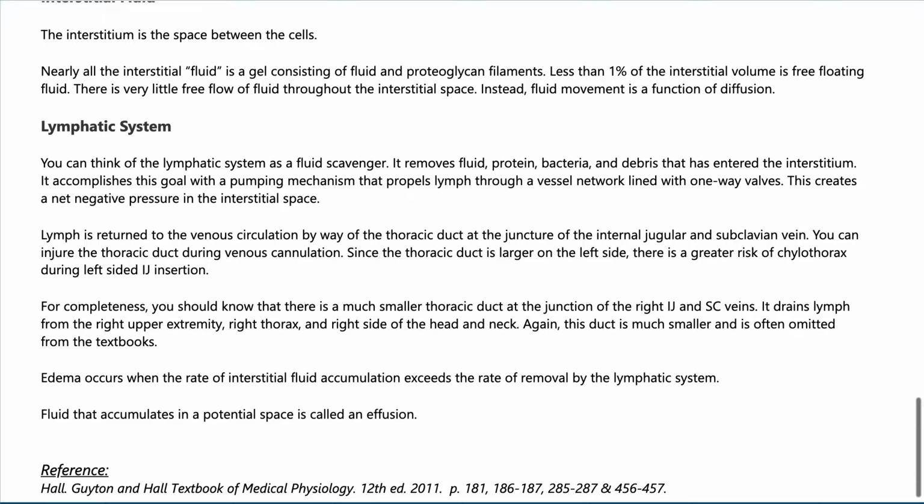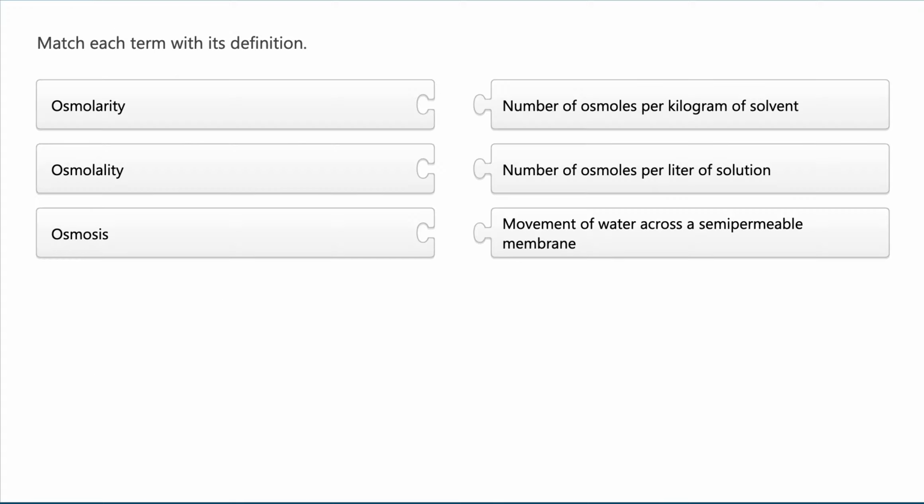Edema occurs when the rate of interstitial fluid accumulation exceeds the rate of removal by the lymphatic system. So edema is basically the rate of interstitial fluid accumulation exceeding the rate of removal by the lymphatic system. Fluid that accumulates in a potential space is called an effusion, such as a pleural effusion.